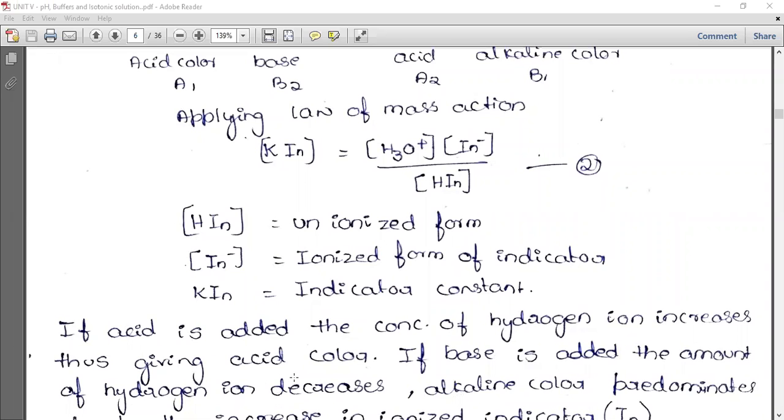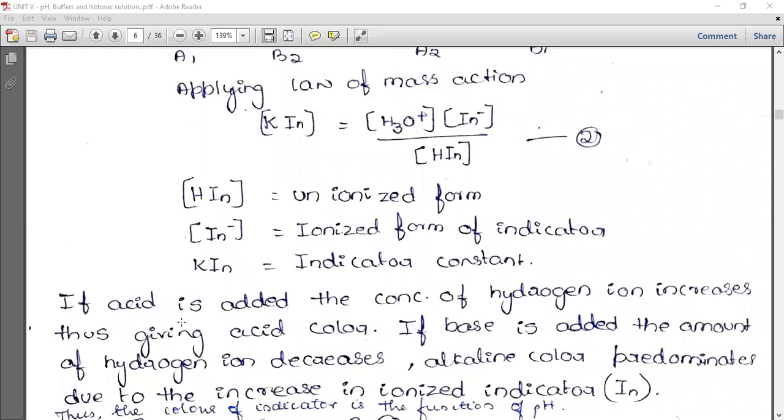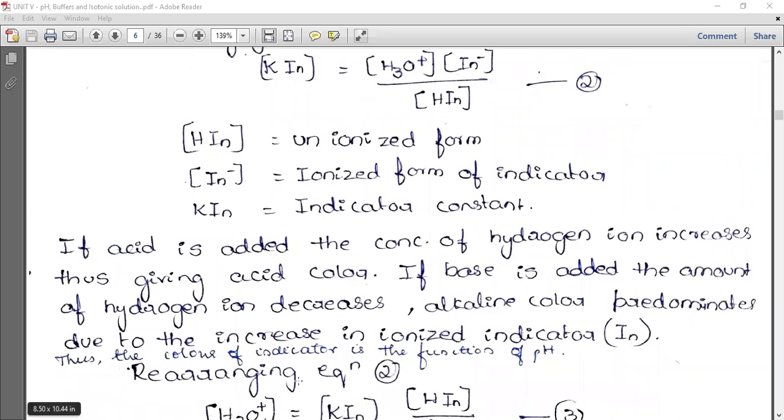Okay, so if a base is added, the amount of H plus ion decreases and OH minus concentration increases. Yes or no? If a base is added, it has OH ion with it. So you are introducing OH ions. Indirectly, what happens? Concentration of H plus ion decreases. Thereby, basicity increases or alkaline color predominates, due to the increase in the ionized indicator. So indirectly, the color of the indicator is a function of pH.